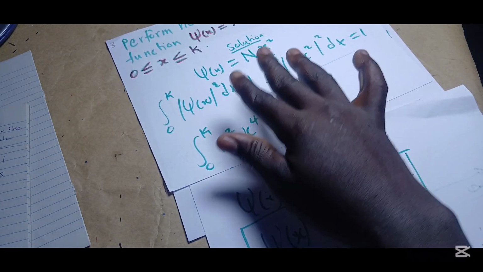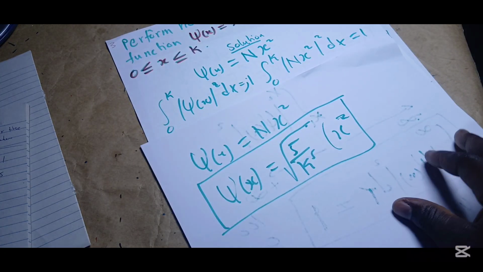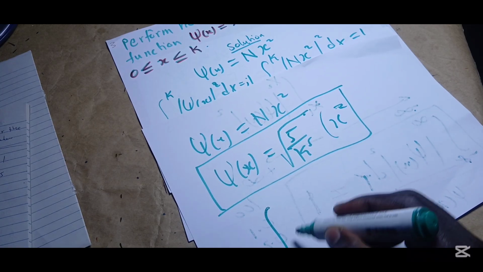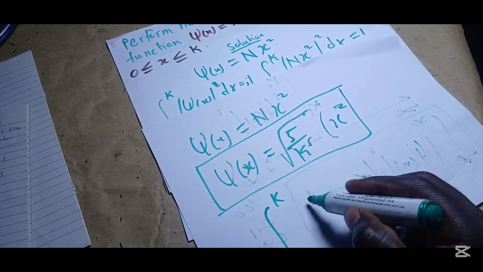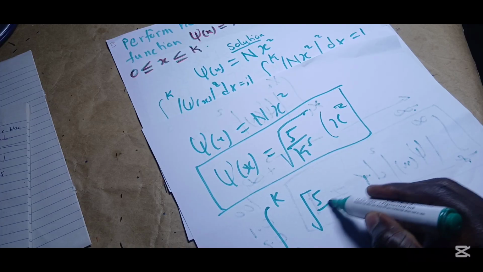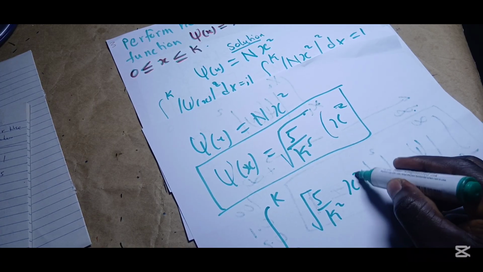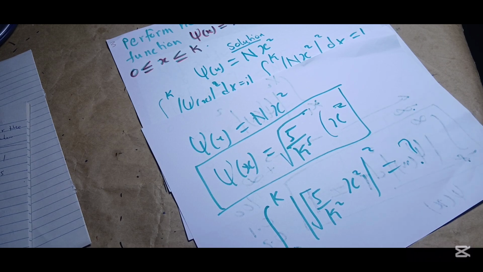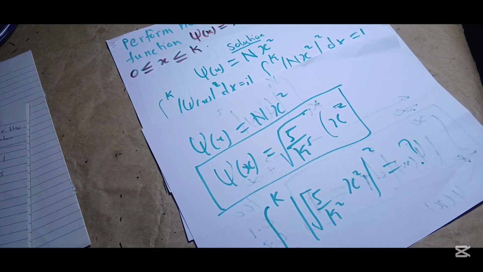With the intervals given, if you want to prove that, you can take the integral from 0 to k of this whole term here squared dx. You will get a value of 1. That is how to prove that a wave function is normalized.